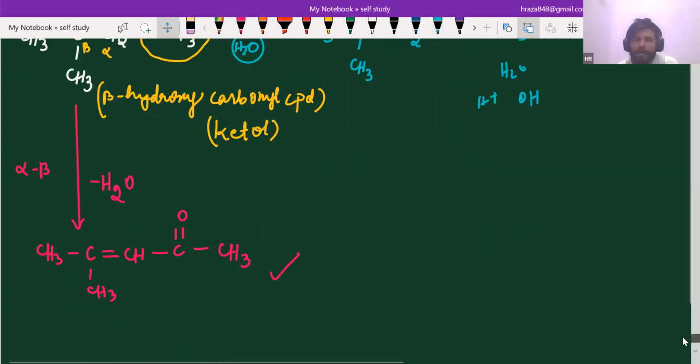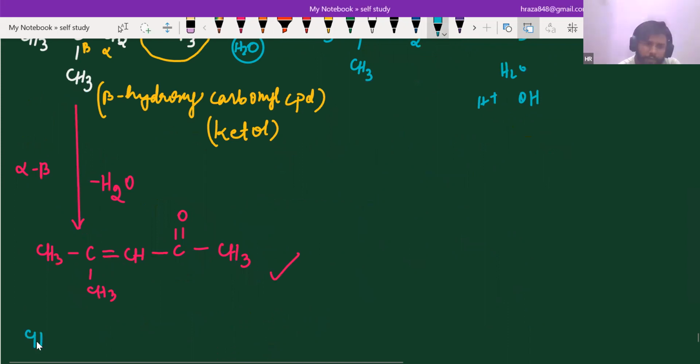Okay, please write the rest, and then you are going to do the aldol condensation for this. This is very important, and you can get up to 3 or 4 marks for this in your board exam. It's very easy.